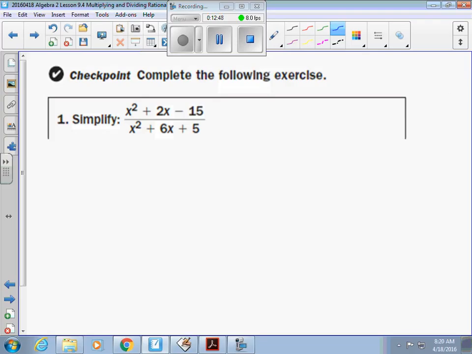On our checkpoint problems, it says x squared plus 2x minus 15 over x squared plus 6x plus 5. All we need to do is factor the top, factor the bottom. Take 45 seconds, see if you can handle that one.